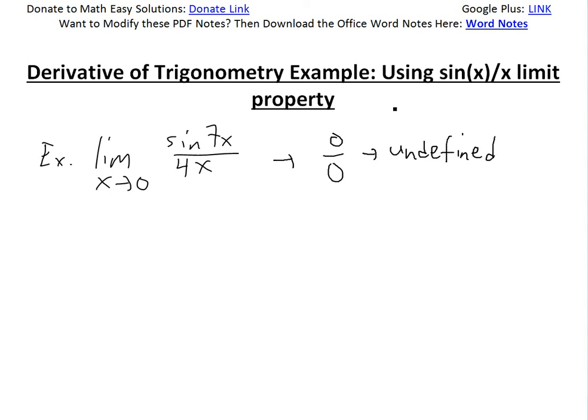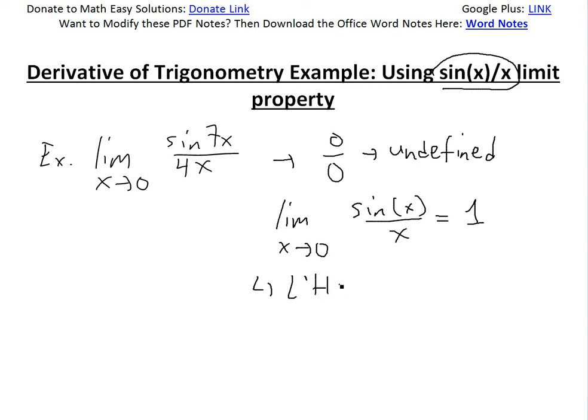There are two ways of actually solving this. You could use the property I showed in my earlier video: the limit as x approaches 0 of sine x over x is equal to 1. Make sure to watch the proof for that. The other way is applying L'Hopital's rule.